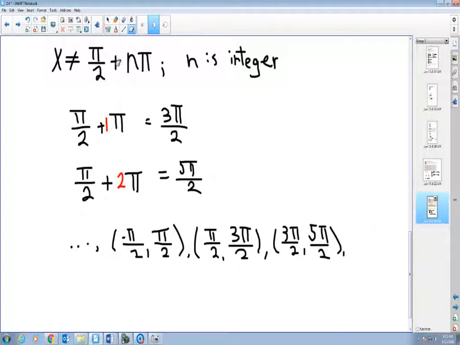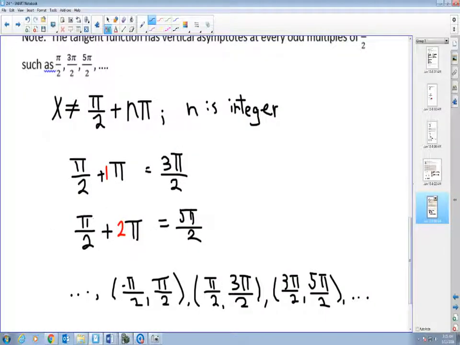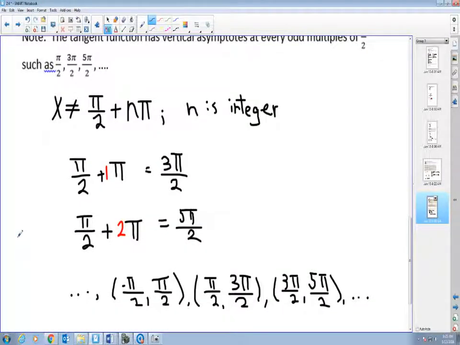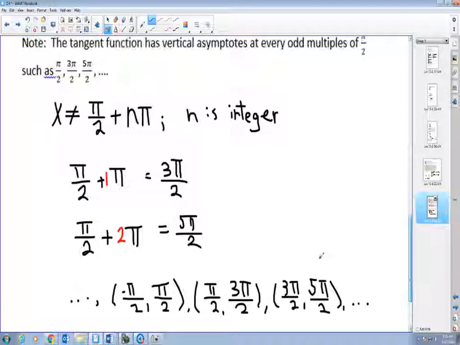So the way I'm going to describe it is simply by saying it will be continuous in these intervals. There are actually a lot more, but this is as much as I will write. Alrighty, so continuity and the one-sided limit. That will conclude this video. Thank you for watching.